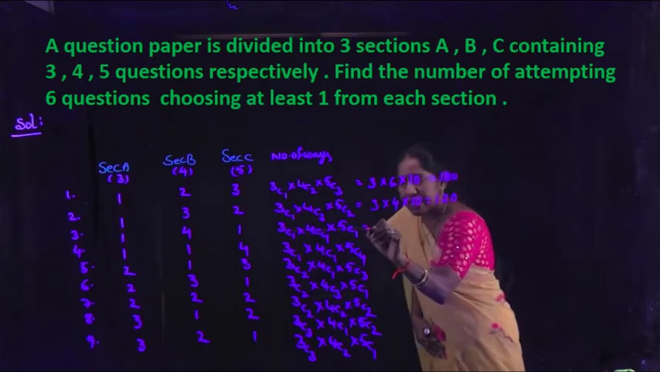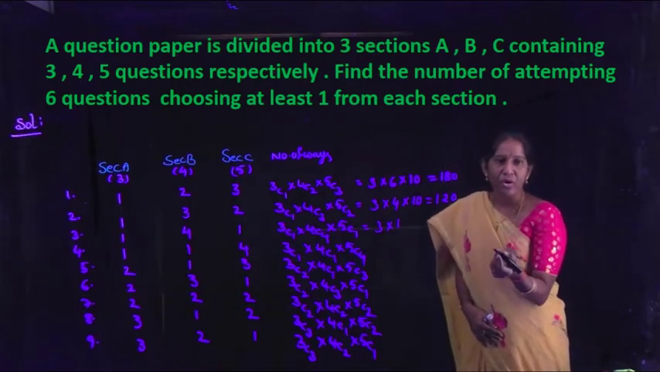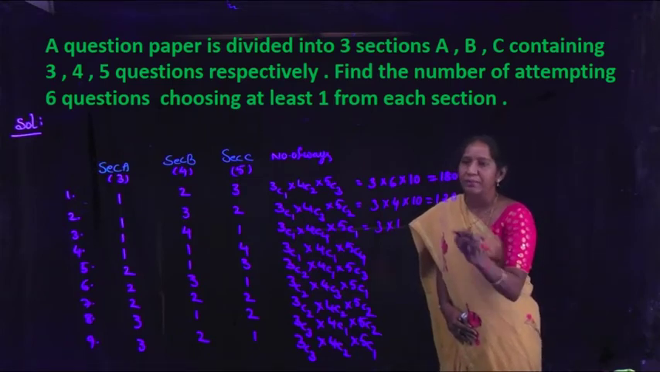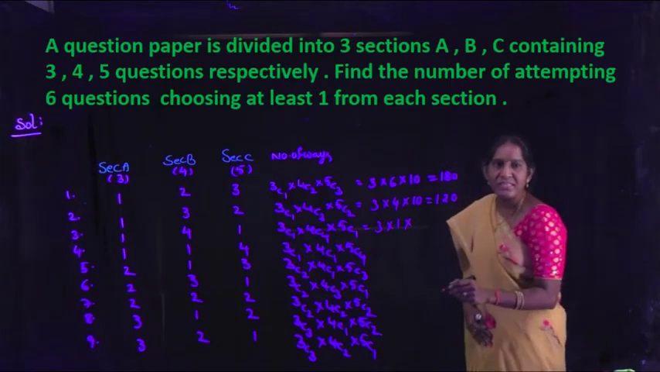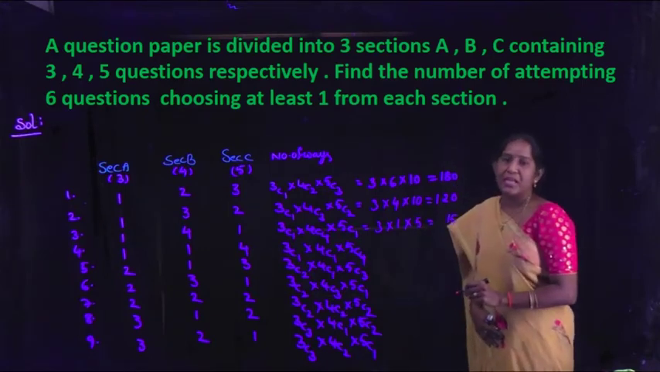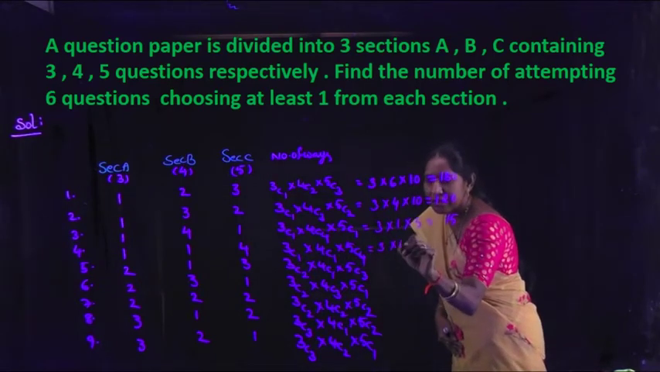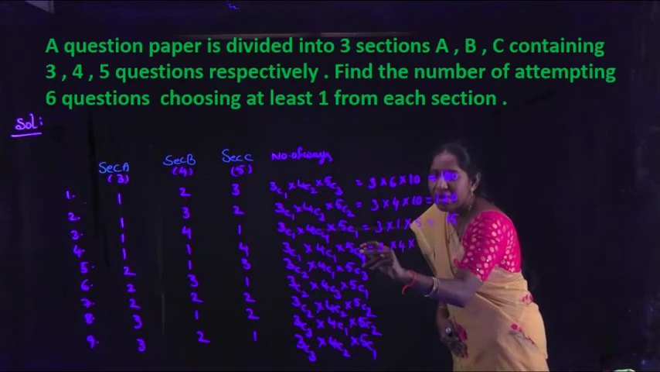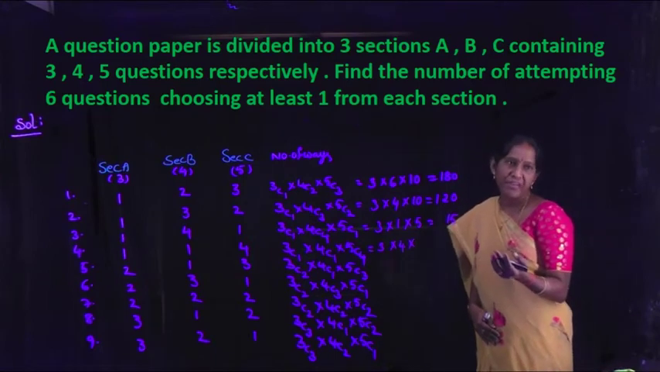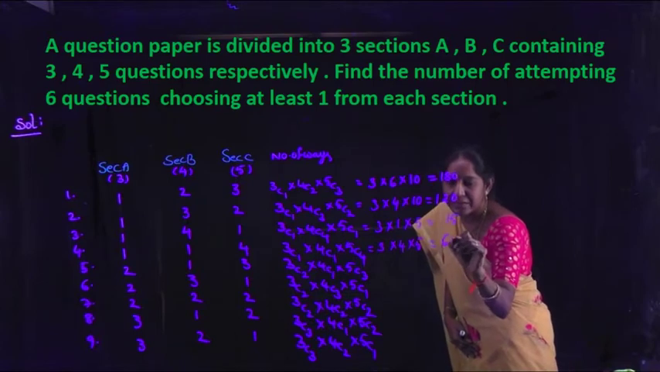And the next one is value of 3C1 is 3, value of 4C4, value of nCn is 1 you know, so 4C4 is 1, into value of 5C1 that is 5, so this value is 15. Come to the next one. Value of 3C1 is 3, value of 4C1 is 4, value of 5C4 is the same as 5C1. What is the value of 5C1? It is 5. So that is 3 into 4 into 5, then it will be 60.